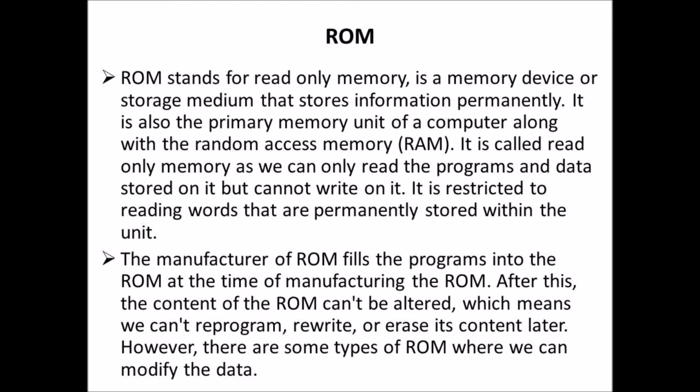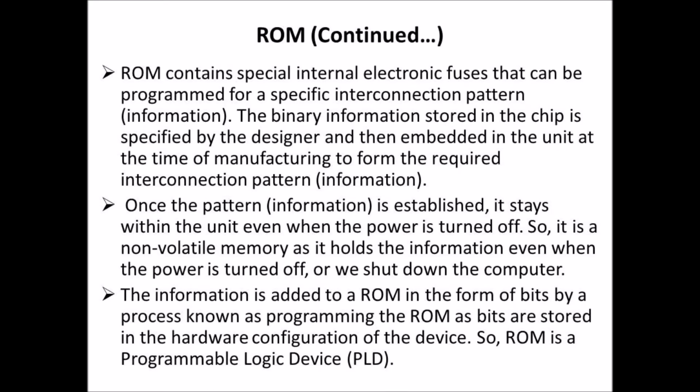The manufacturer of ROM fills the programs into the ROM at the time of manufacturing the ROM. After this, the content of the ROM can't be altered, which means we can't reprogram, rewrite or erase its content later. However, there are some types of ROM where we can modify the data. A ROM contains special internal electronic fuses that can be programmed for a specific interconnection pattern. The binary information stored in the chip is specified by the designer and then embedded in the unit at the time of manufacturing to form the required interconnection pattern.